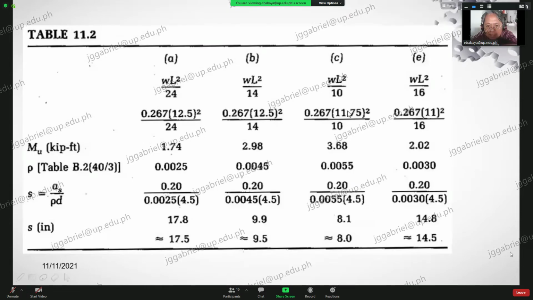Okay. This one, you get 3.68. The raw value should be 0.0055. And then you'll use that using this formula to get the spacing. So spacing here would be 8. And then so on until we reach this, you get 14.5. Okay? So ito yung mga spacings. 17.5, 9.5, 8, and then 14.5.